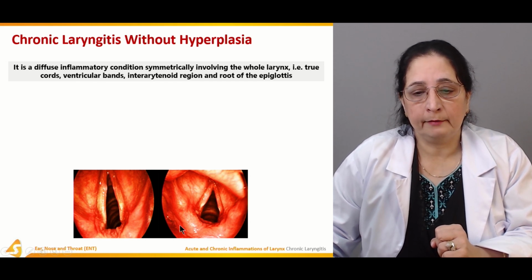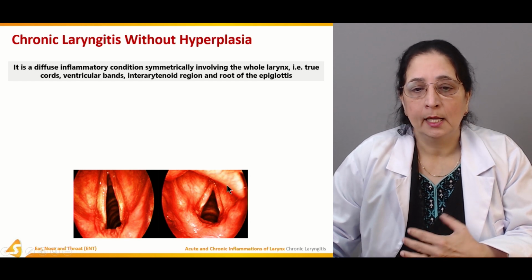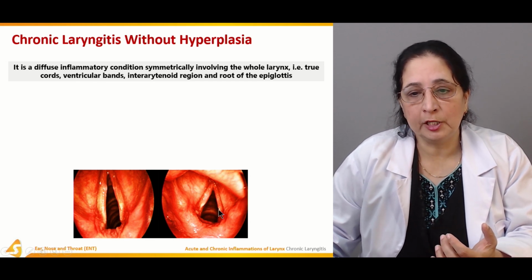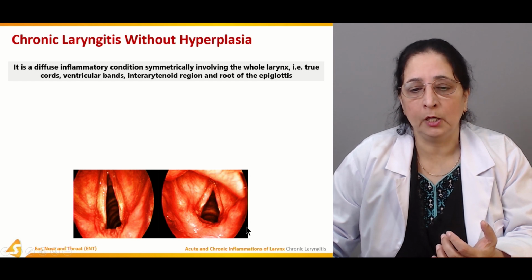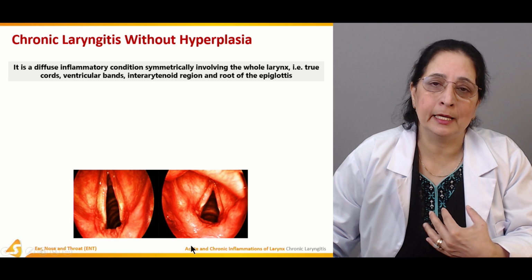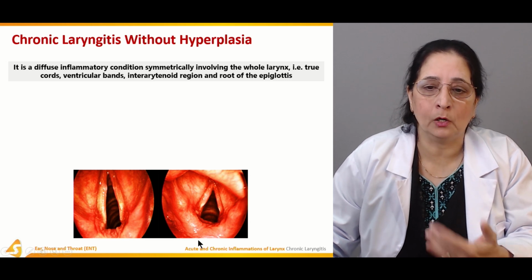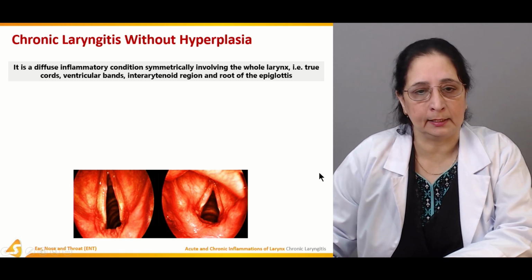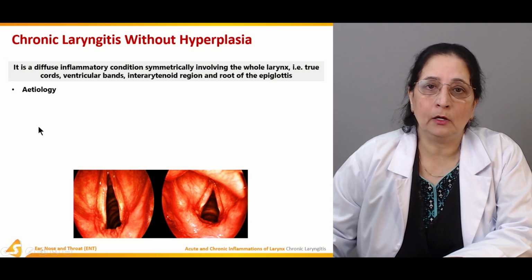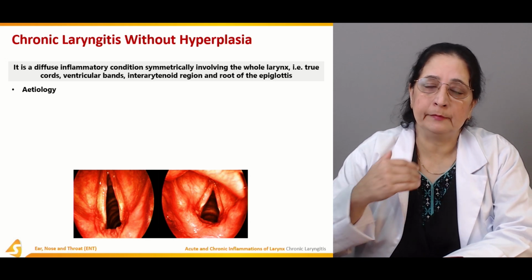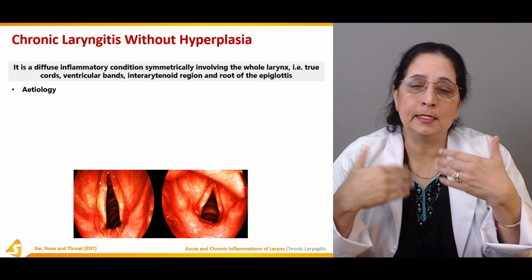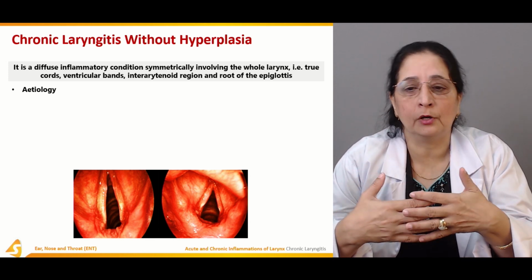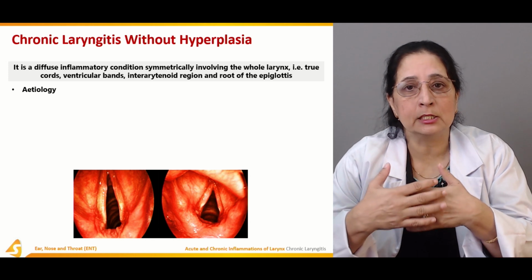Then we have ventricular bands, interarytenoid region, and the root of the epiglottis. So the whole area is involved diffusely or equally, symmetrically. The causes of laryngitis without hyperplasia. Hyperplasia is increased proliferation of the cells, which is not present here.